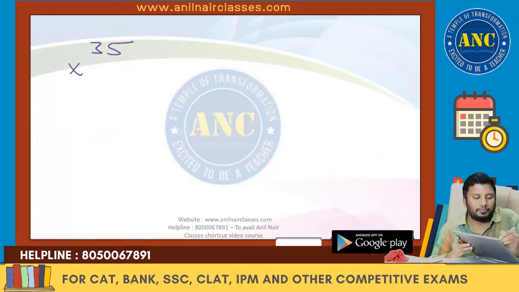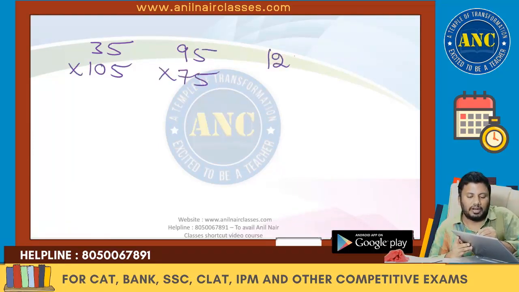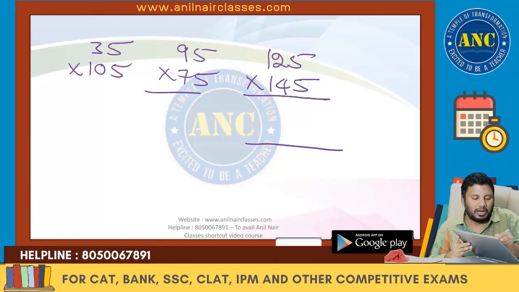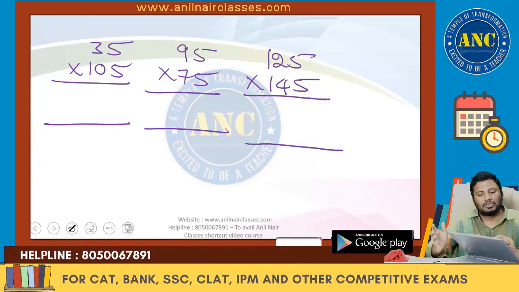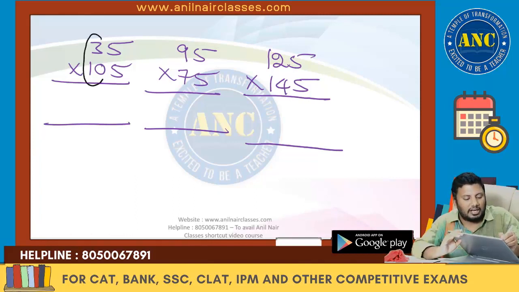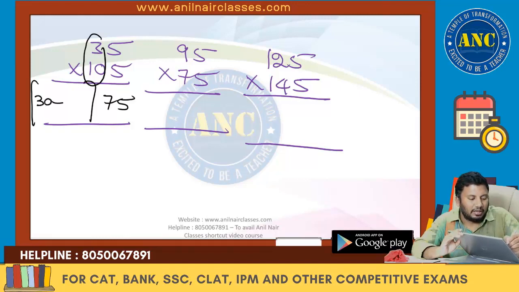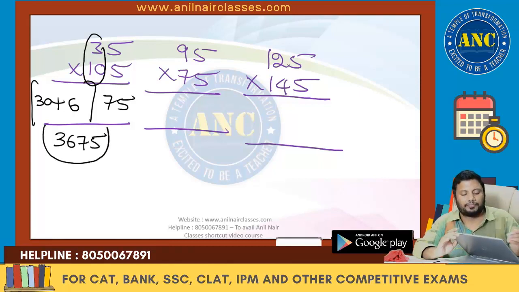35 into 105, 95 into 75, 125 into 145. Three more examples to make the concept absolutely clear to you. 35 into 25: here 3 is odd, 10 is even, so 75. 10 3s are 30, plus 13 by 2, 6.5. Answer is 3675.